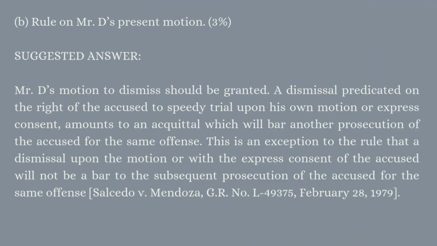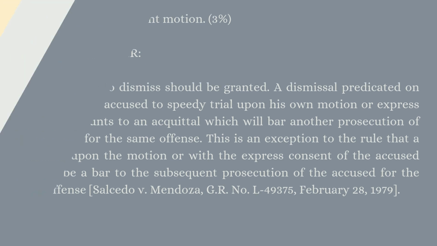Question B. Rule on Mr. D's present motion. Suggested answer: Mr. D's motion to dismiss should be granted. A dismissal predicated on the right of the accused to speedy trial upon his own motion or express consent amounts to an acquittal, which will bar another prosecution of the accused for the same offense. This is an exception to the rule that a dismissal upon the motion or with the express consent of the accused will not be a bar to the subsequent prosecution of the accused for the same offense.